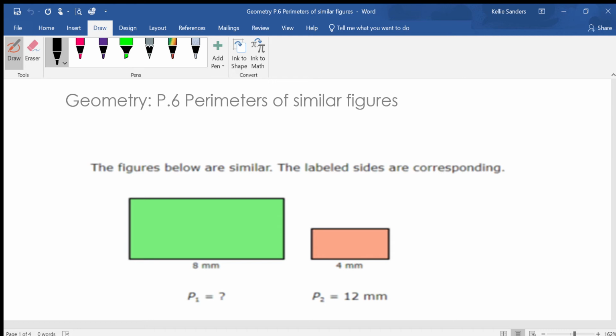So on this, the figures below are similar. The labeled sides are corresponding. So this 8 will go with this 4, and the perimeter goes with the perimeter. So we don't know the length of these sides, but that's going to be okay. I could actually tell you the length of this side. Perimeter is the distance around, and so it's all the sides added up.